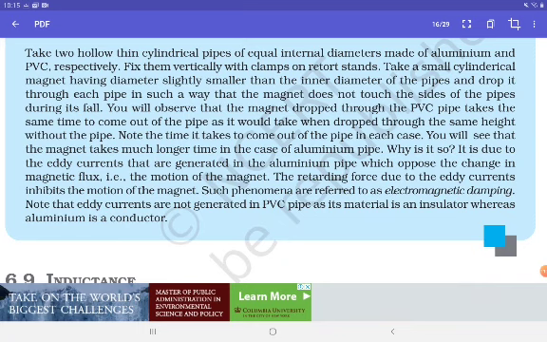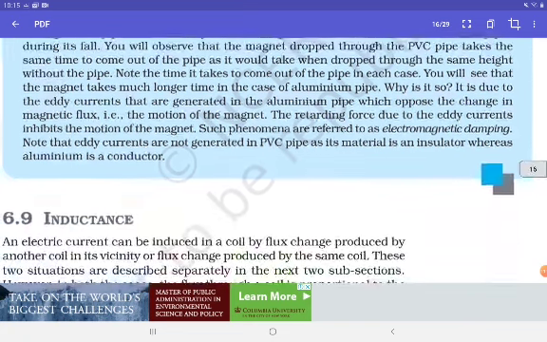Why is it so? It is due to the eddy currents that are generated in the aluminum pipe, which oppose the change in magnetic flux, that is, the motion of the magnet. The retarding force due to the eddy currents inhibits the motion of the magnet. Such phenomena are referred to as electromagnetic damping. Note that eddy currents are not generated in the PVC pipe as its material is an insulator, whereas aluminum is a conductor.